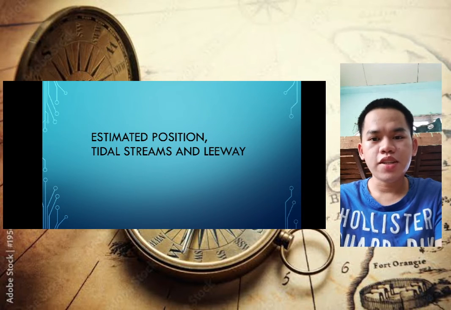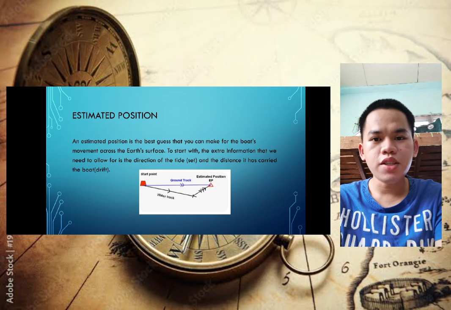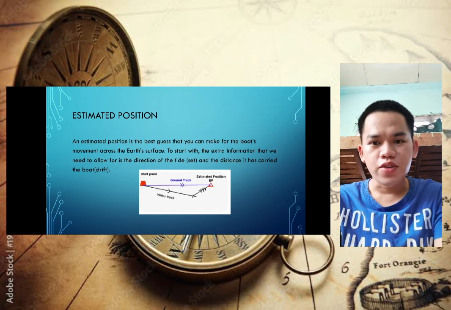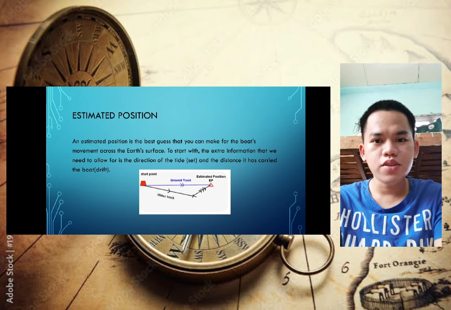Estimated position, tidal stream, and leeway. An estimated position is the best guess that you can make for the boat's movement across the Earth's surface. To start with, the extra information that we need to allow for is the direction of the tide and the distance it has carried the boat.